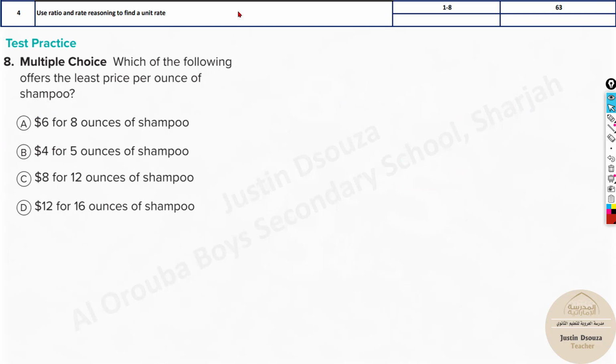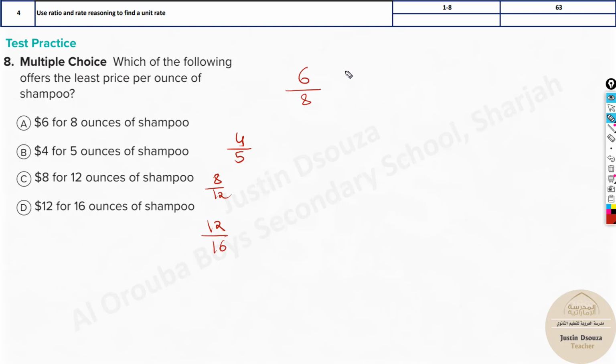And we have a multiple choice question over here. Let's see, which of the following offers the least price per ounce of a shampoo? Now what has been asked over here? Least price per ounce. That means first you need to divide the price, $6 divided by the ounces. That's it. You need to do this division. For the next one, the price is 4 by 5. You need to divide 8 by 12. And lastly, you have to do 12 by 16. Whichever gives you the smallest answer is the correct answer.